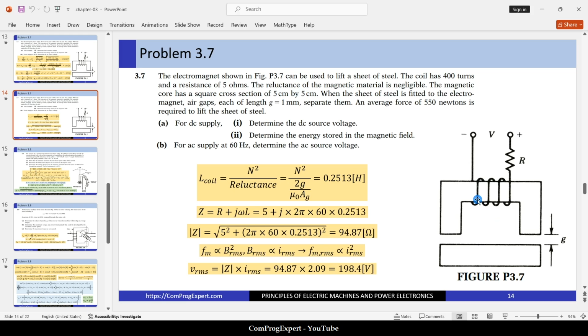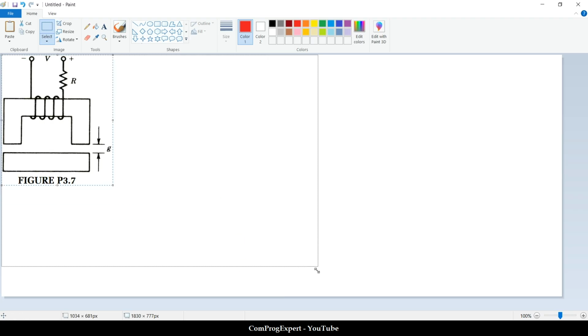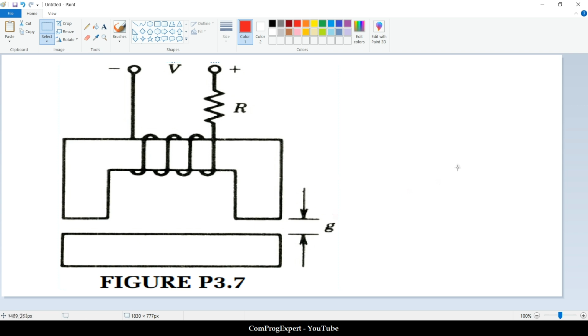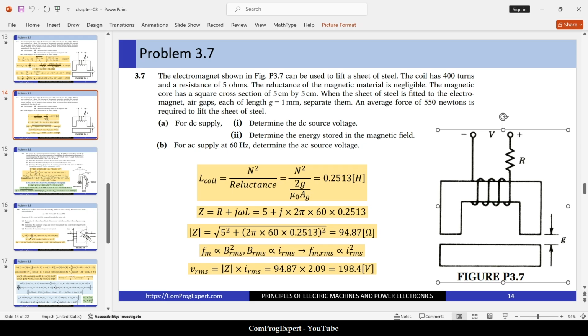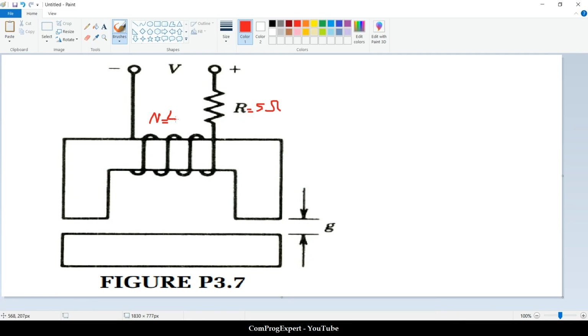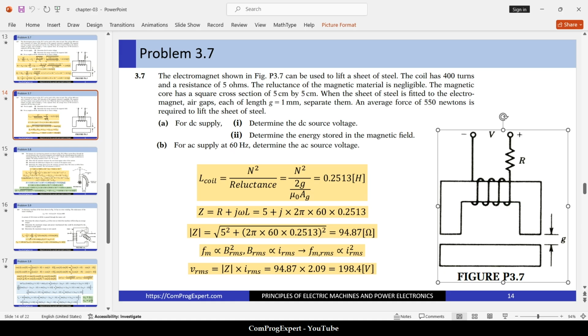So here, let me copy this image. We have this structure. Here the value of the resistance is given. This is 5 ohms. The number of turns is given for this coil, 400 turns. Okay, 400. And the cross section area of the core is given. The cross section is a square.